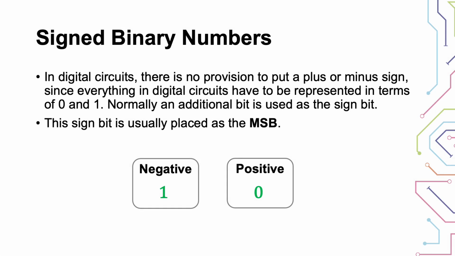Now let's proceed to the signed binary numbers. In a digital circuit, there is no provision to put a plus or minus sign, since everything in digital circuits has to be represented in terms of 0 and 1. Normally, an additional bit is used, called the sign bit. The sign bit is always placed at the most significant bit. For example, if you are implying that this number is negative, you just put 1. If not, that's equivalent to 0.